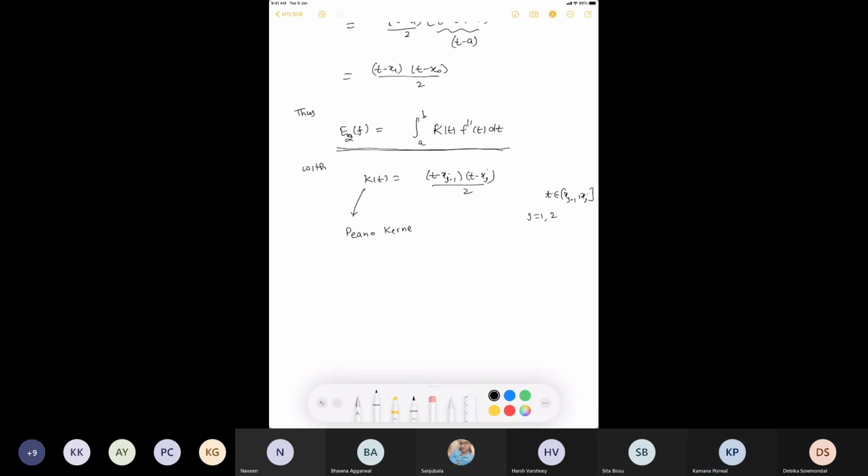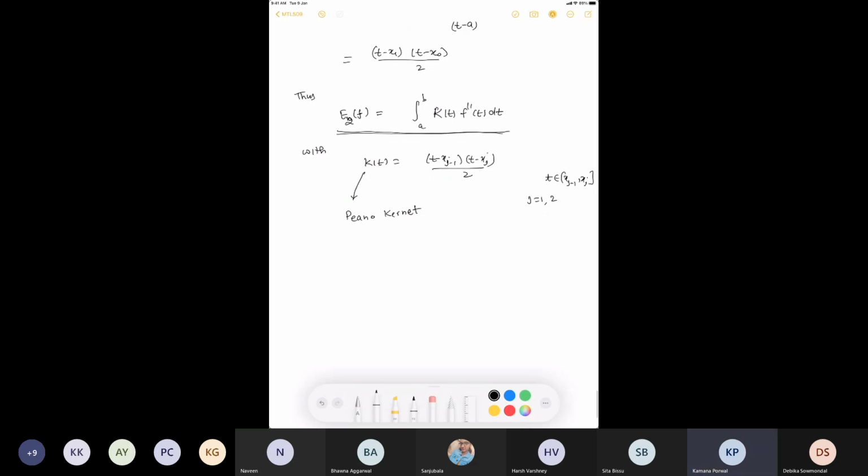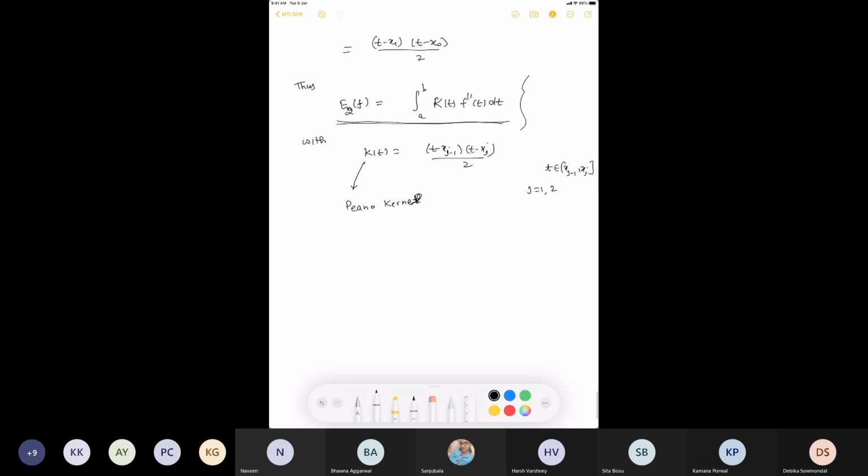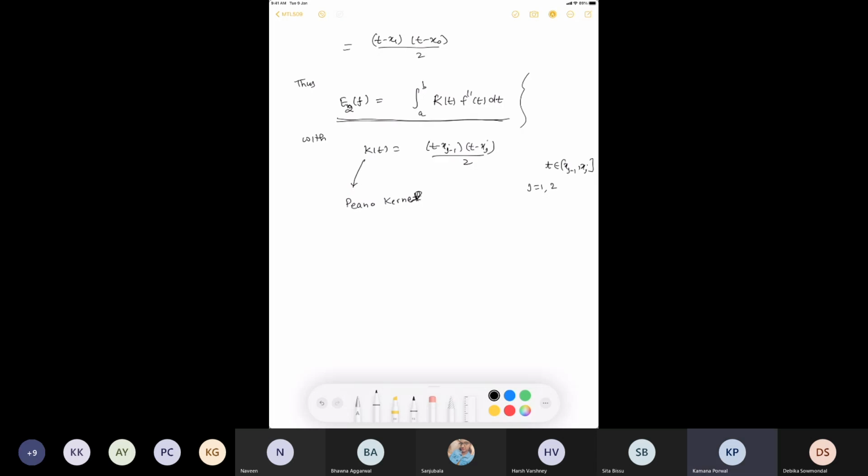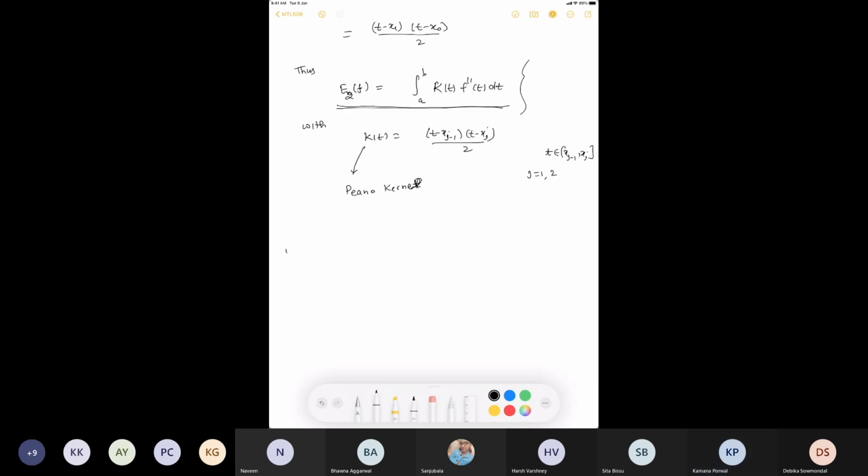And this function kt, so you will see that we are writing the simple trapezoidal rule and also the composite trapezoidal rule in a similar form, right? It's just that kt is different in both the cases, right? So this is called the Peano kernel, and this error formula is called the Peano kernel error formula.